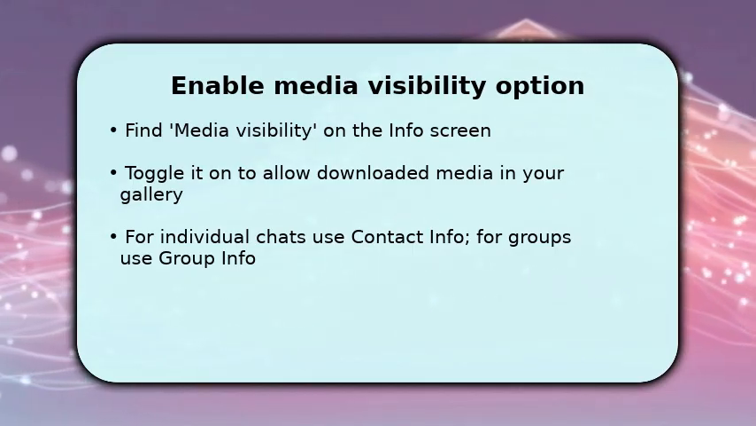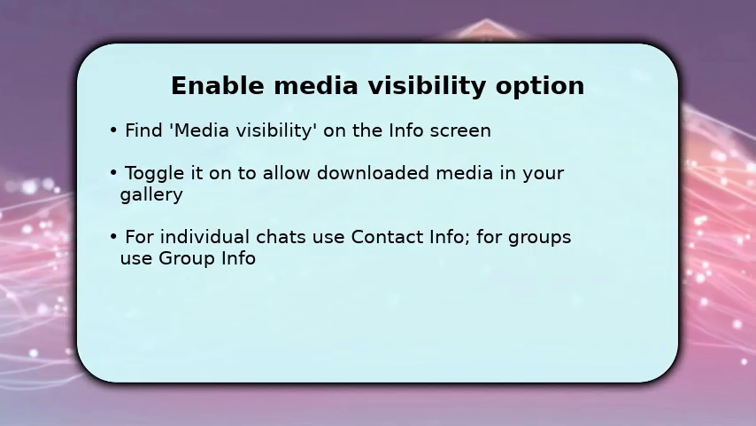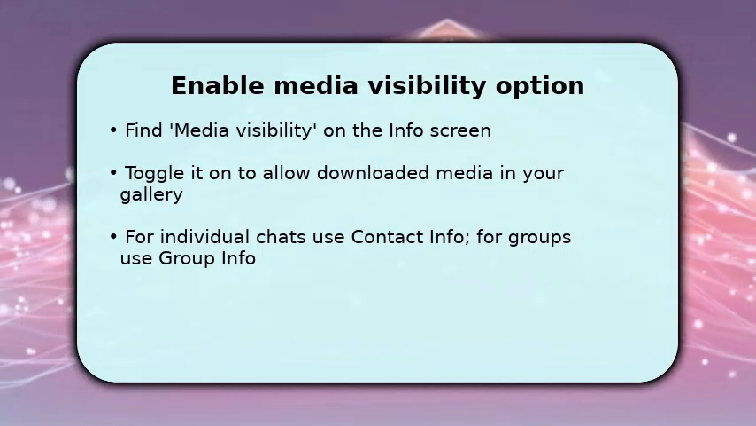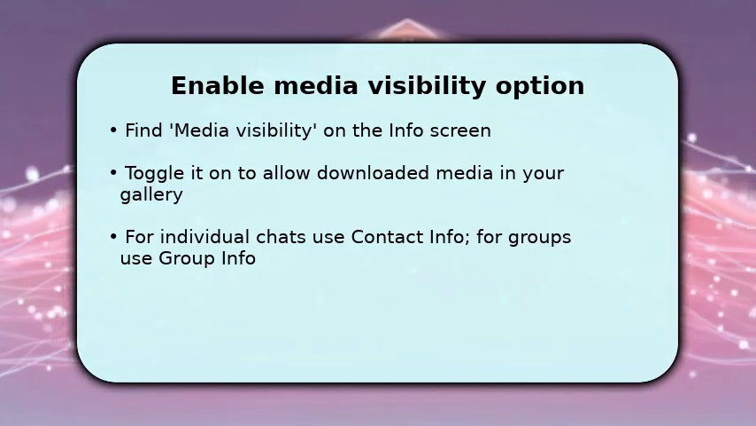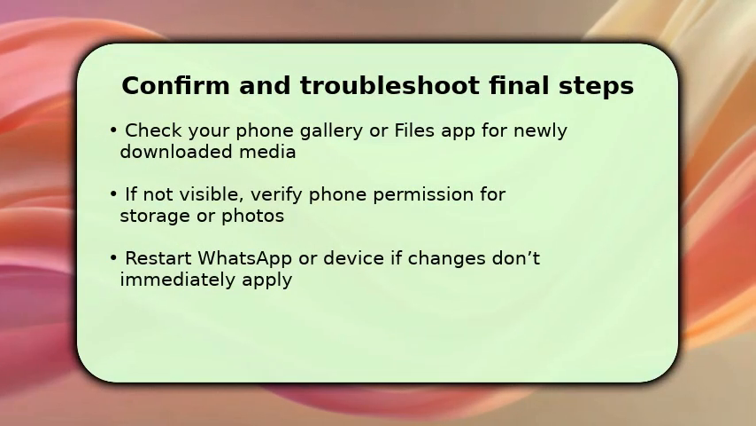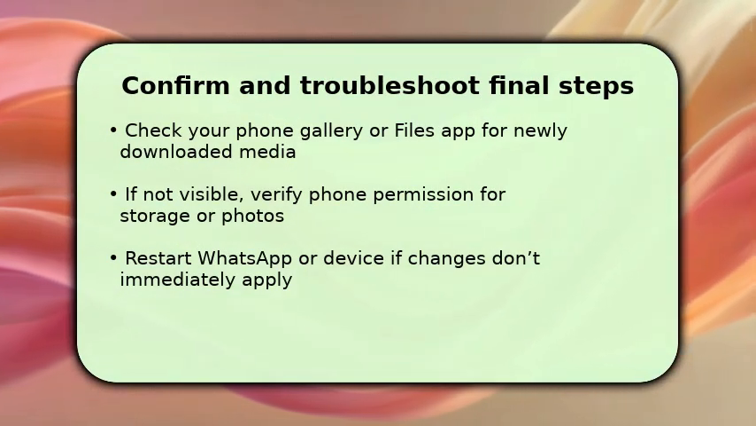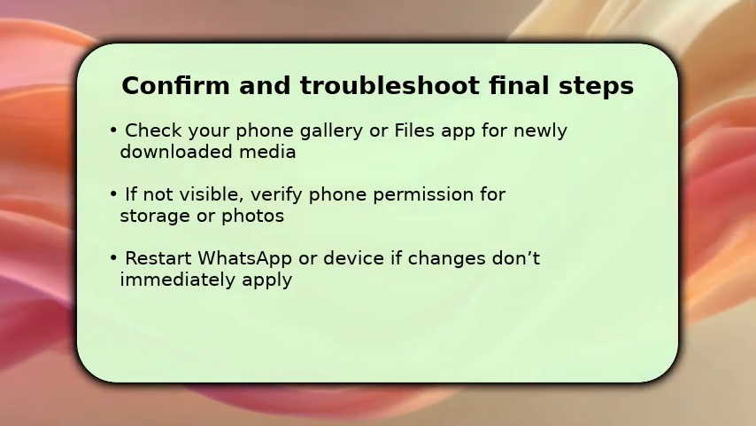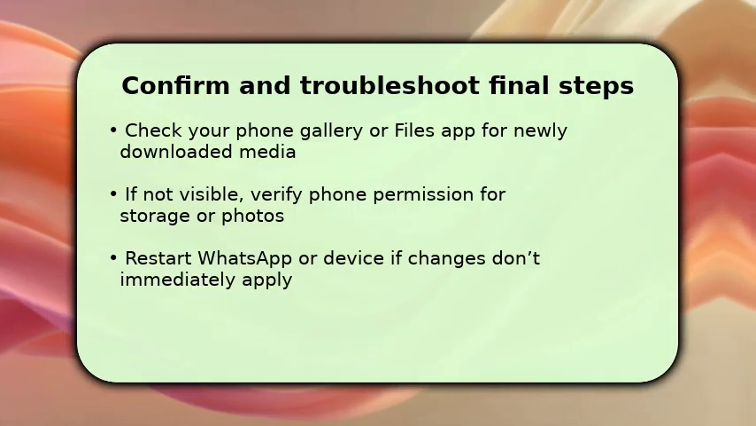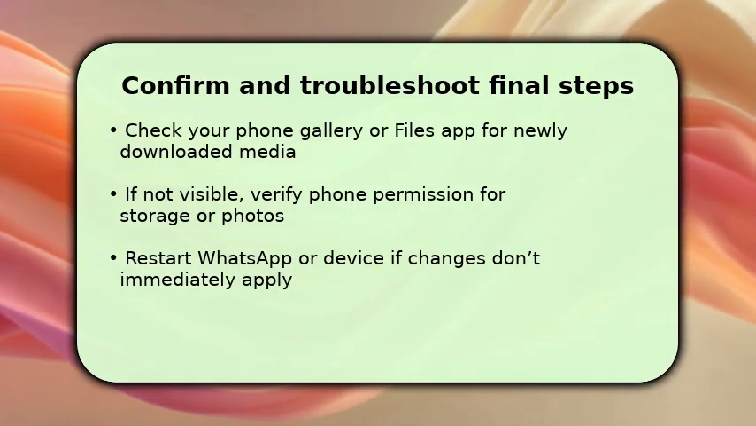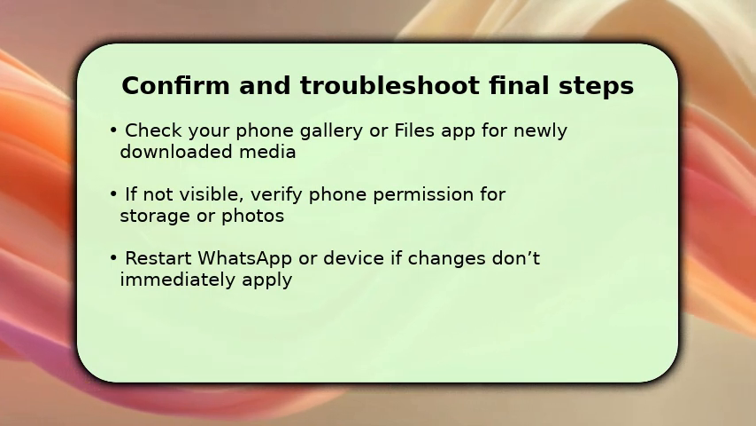Make sure you pick the option for the chat type, individual versus group, because groups might default to hidden and require explicit enabling. After toggling media visibility, go back and download a recent image to confirm it appears in your gallery. If it doesn't, make sure WhatsApp has permission to access storage or photos in your phone settings. Without that permission, media won't save.